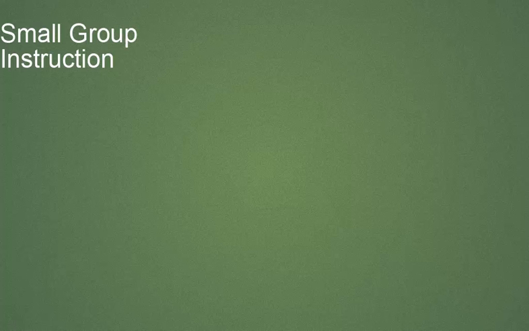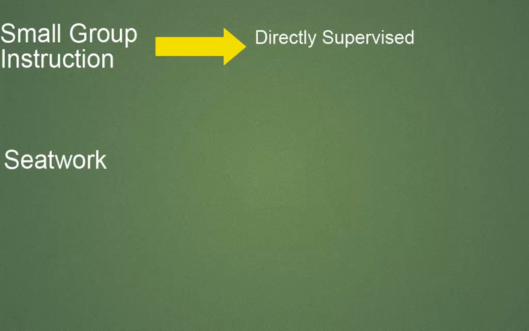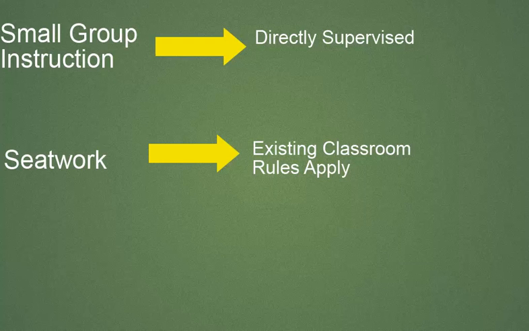That one is easier because it will be under your direct supervision while it's happening. Seat work should also be fairly easy since the existing classroom rules for behavior and procedures will apply. This is another reason it is imperative that you train your students on what your expectations in these areas are from the first day of school.